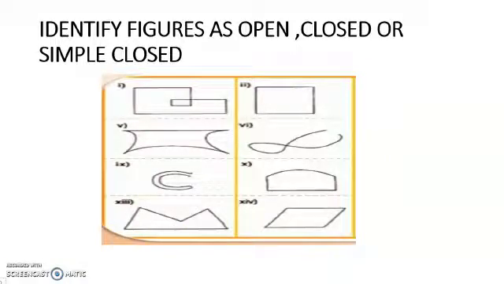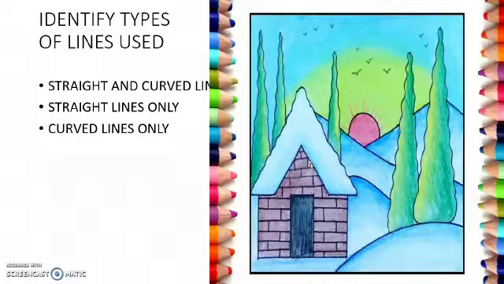Now let us move on to some activity time. You can draw any type of scenery using lines. Now let us see. In this, you have to identify which type of line is this. This mountain is made of straight lines. Sun is made of curved lines and the rays are made of straight lines. These birds are made of curved lines. This hut, the bricks are made of straight lines. The door is also made of straight lines, but the roof is made of curved and straight lines.